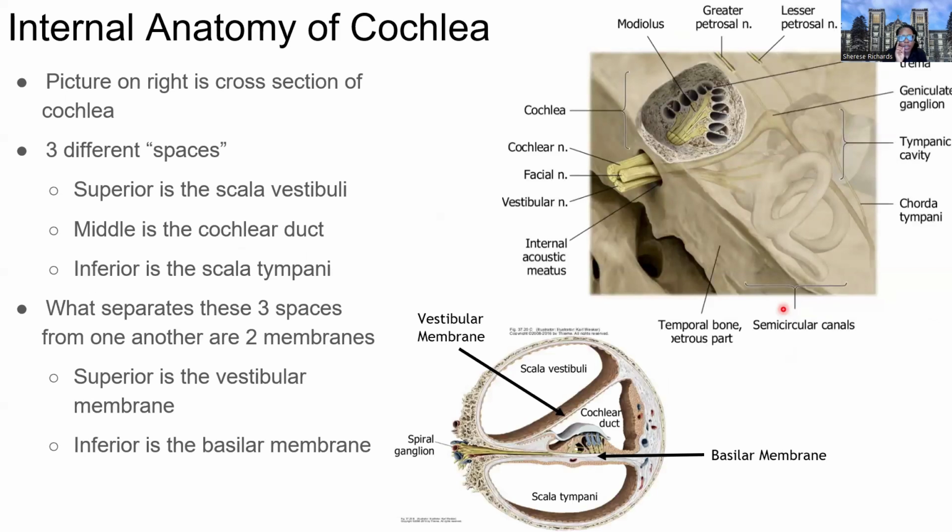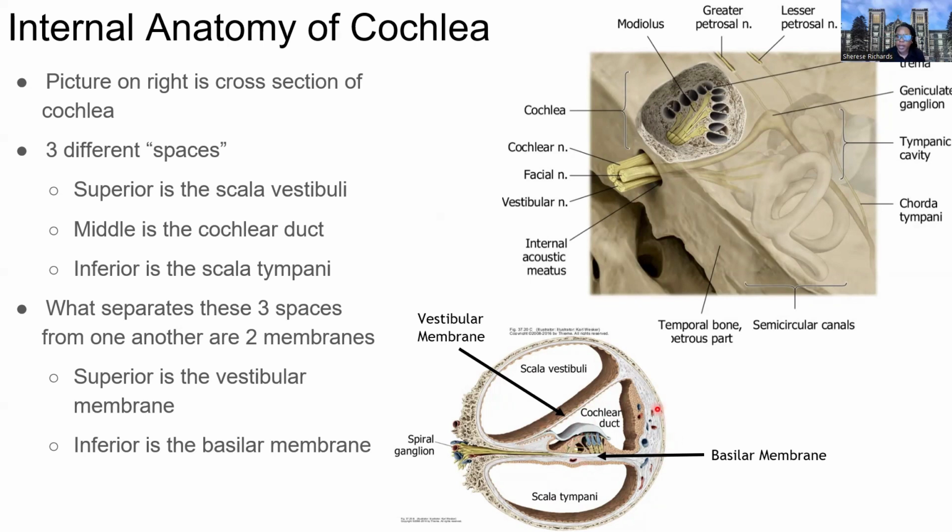If we look more closely at the internal anatomy of the cochlea, we're going to find three different spaces. Okay, so here's the cochlea. If we cut into it, we can see these three smaller spaces that are repeated. And if we look more closely at these three spaces, they're differently named: the scala vestibuli on top, the cochlear duct, and then the scala tympani. Now, these are separated by two membranes. The superior is called the vestibular membrane, and the inferior is called the basilar membrane. And this is why I say it's so nice to add the function to these structures, because it'll help you actually remember and differentiate the structures.